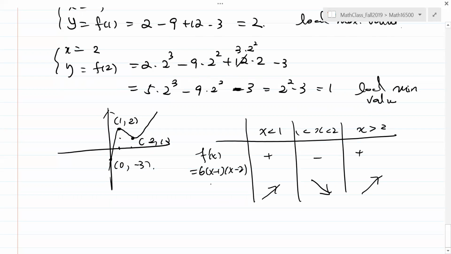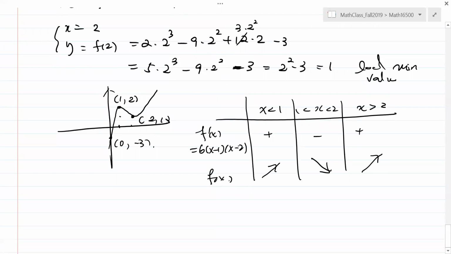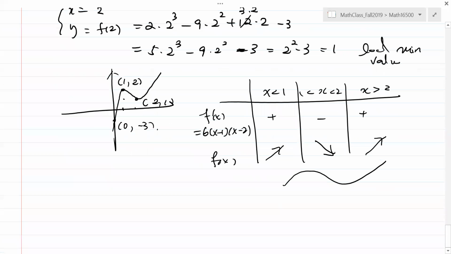You can also verify the shape of the graph using this. The sign of the derivative determines which way the graph goes; it could be decreasing or increasing. That also gives you the information that it looks like this. But we didn't waste time to check that, because we know the general shape of the graph of a polynomial of degree 3.